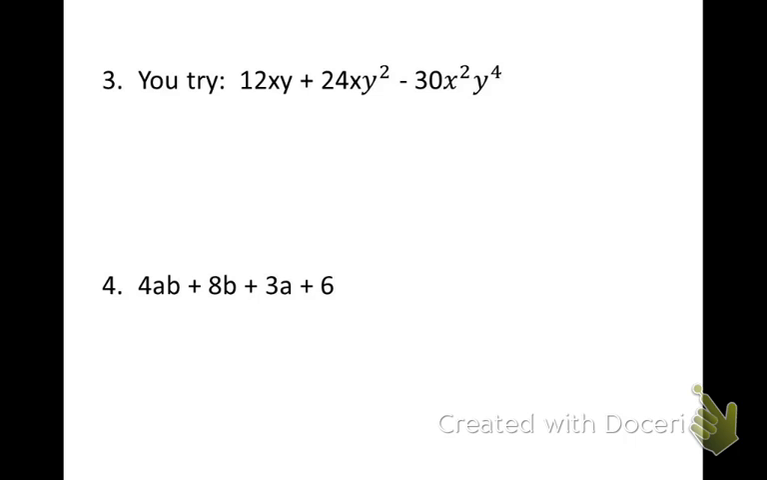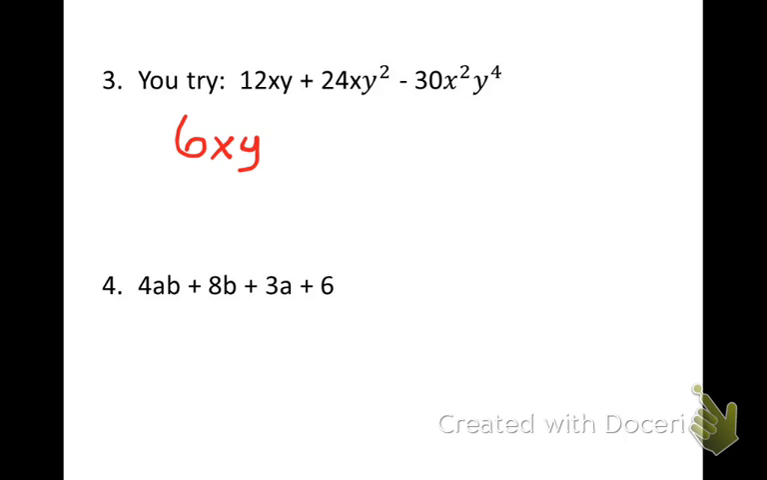Okay, here's one for you to try. So again, look at your numbers. We got 12, 24, and 30. What's the biggest thing that goes into all of those? And you should come up with 6. Variable-wise, we got x, and x squared, so the biggest is an x. We got a y squared, and a y to the 4th, so y would be our biggest common factor.